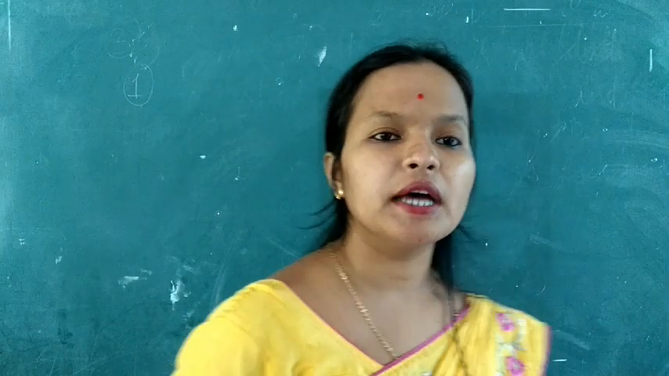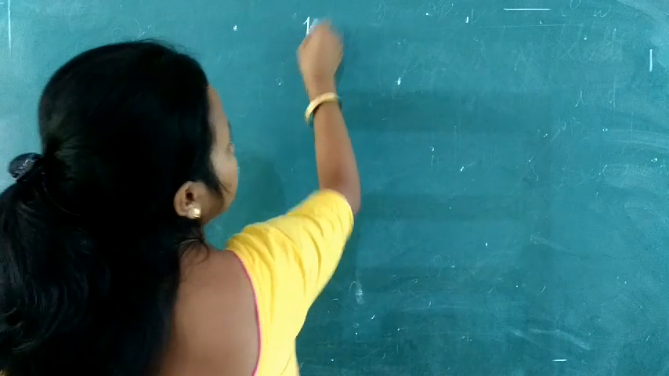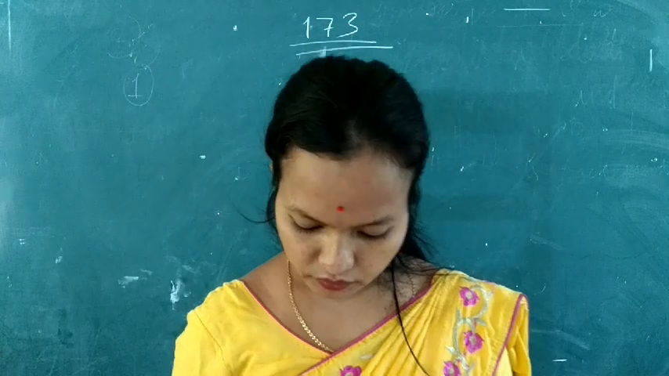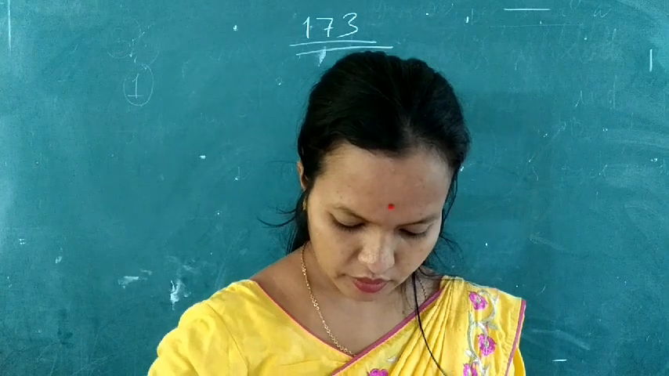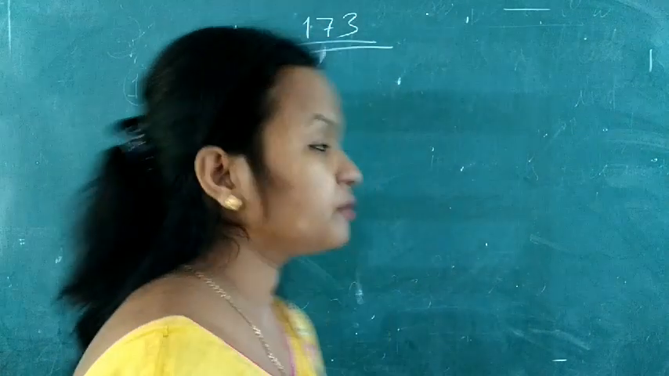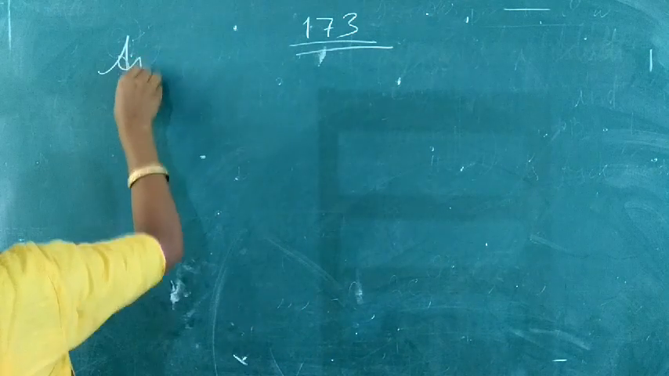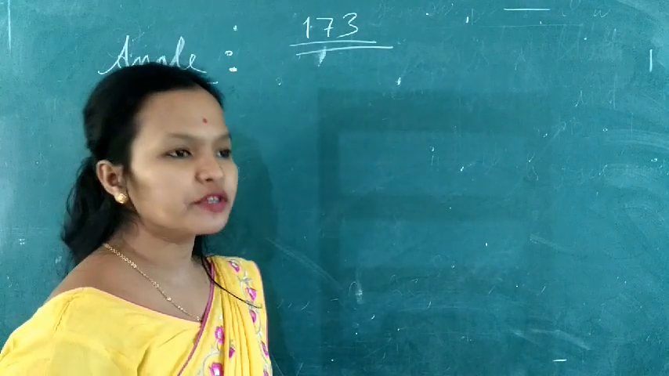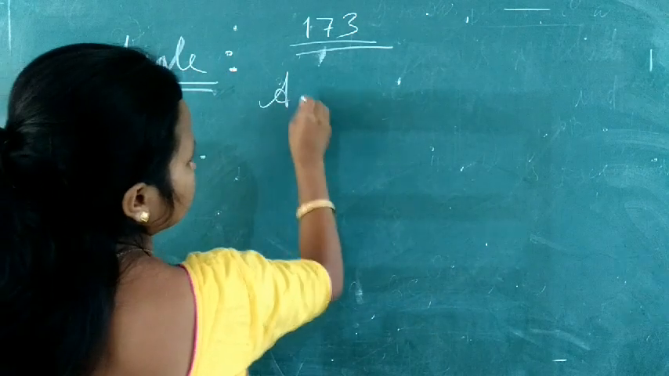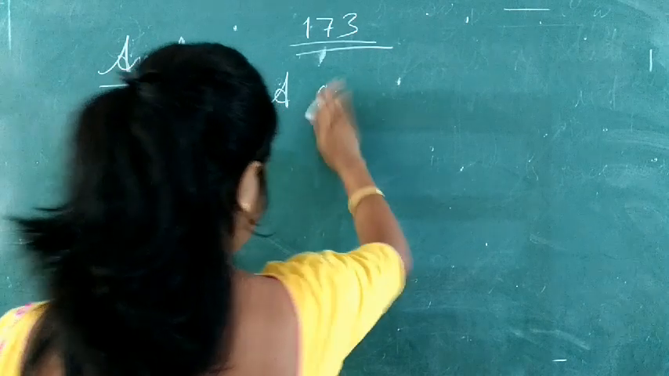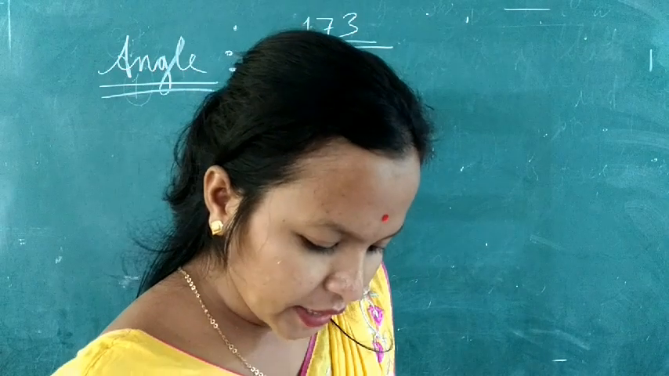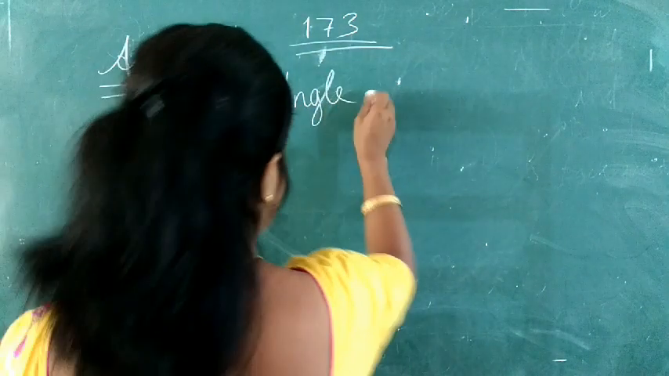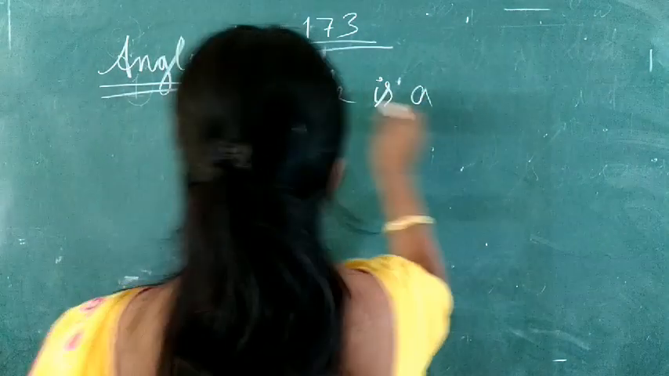Then today we'll start with angles. All of you open your book to page number 173. They are given angles. If I ask what is an angle, then what do you see? You will see the angle. Write in your copy. Then what will you say? An angle is a right angle.